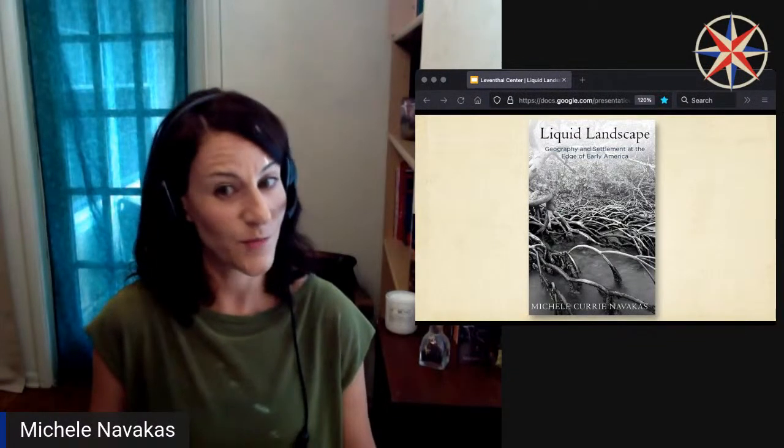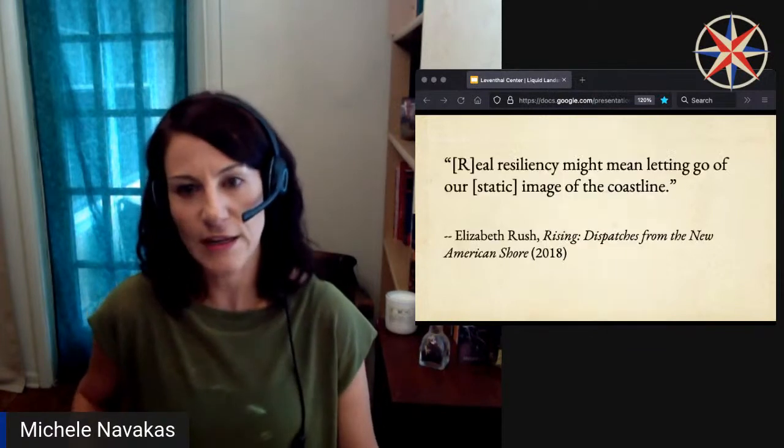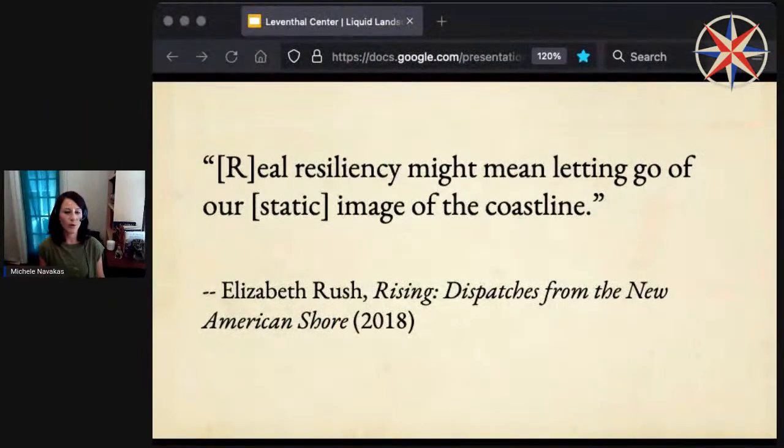I want to begin with the words of Elizabeth Rush, whose 2018 book, titled Rising, explores how coastal communities across the U.S. are confronting the reality of sea level rise. "Real resiliency might mean letting go of our static image of the coastline." Rush observes that a major barrier to human survival in the U.S. in an age of rising seas is a particular conception of all land as solid, stable, and unchanging, or at least capable of becoming so with enough draining, filling, and building of seawalls.